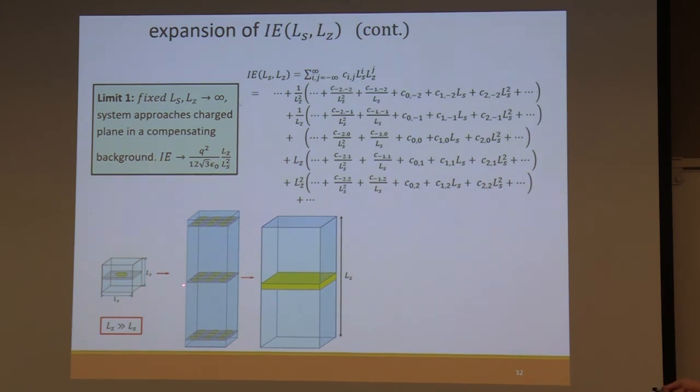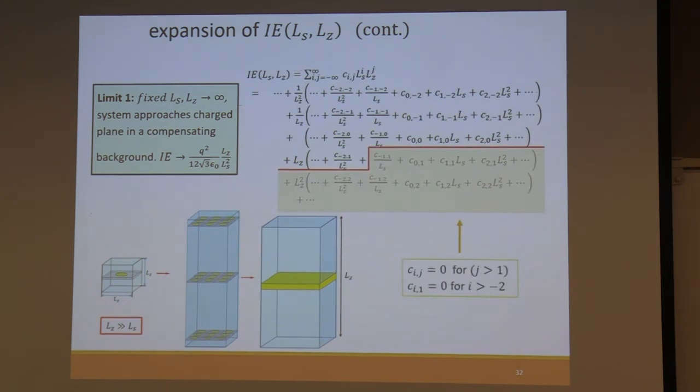As we get larger and larger, we can translate this to a continuous model, in which we just have a charge plane with compensating charge far away. We can directly integrate this and calculate the energy of such a system, and you get this Q squared over 12. So you get an exact result, and we know how this diverges: linearly with LZ. That means terms that have LZ squared in them must vanish. None of the coefficients with an LZ squared in this expansion are non-zero, which gets rid of an infinite number of terms going that way.